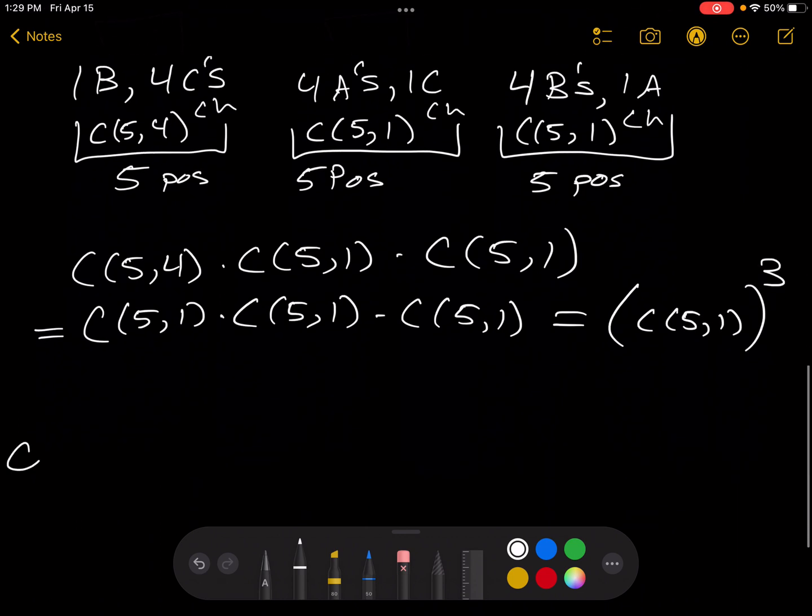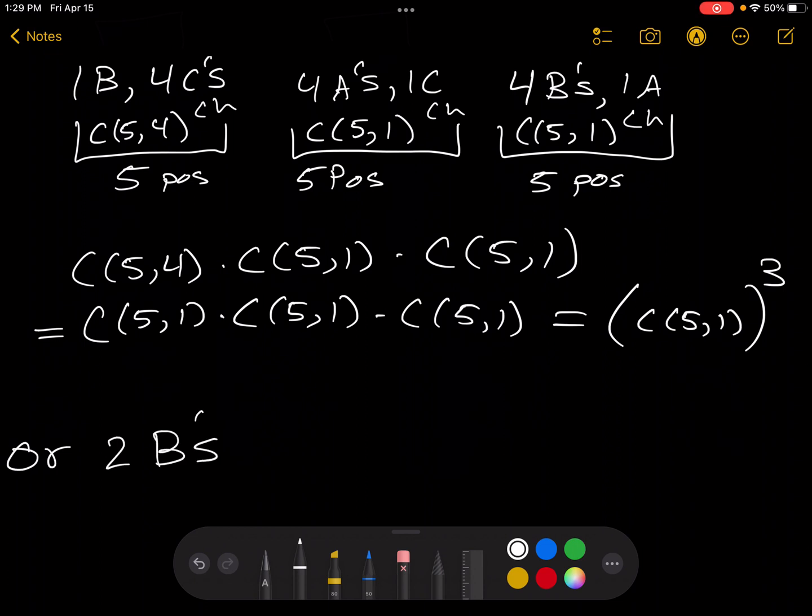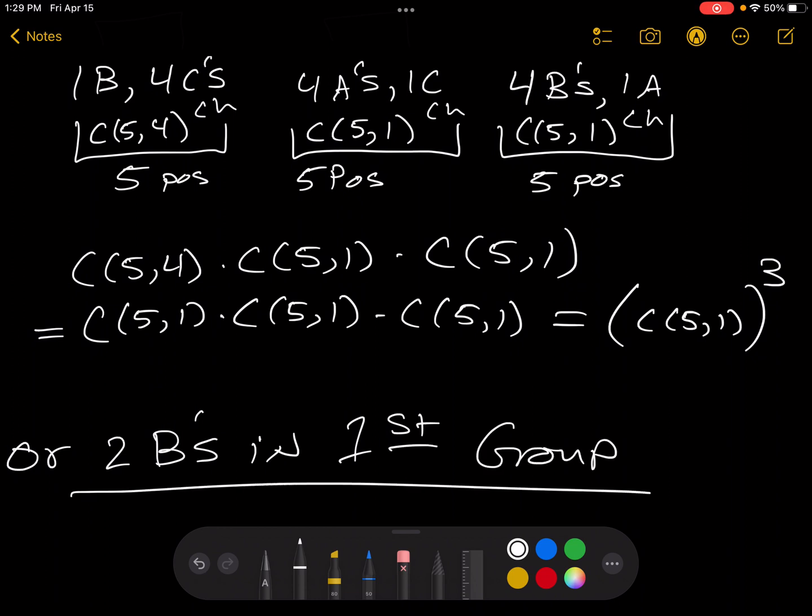Yeah, and then the next case, or 2 B's in the first group. And so you go about doing it exactly the same sort of reasoning that I had there. You'll see a pattern starting to arise when you do this one and then maybe do the next one. And then that'll help you do the problem. Right, hope that helps.